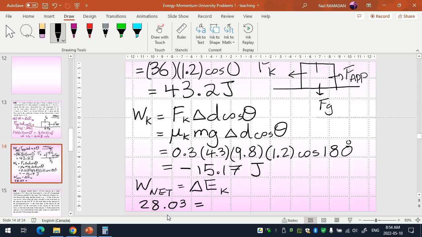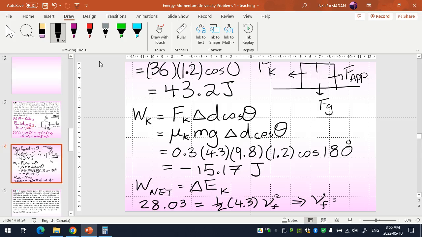What's delta EK? Just like before, it's half m vf squared minus half m vi squared. But what's vi? The initial state of the box was at rest. So really, this is just half m vf squared. So how much is vf in this case?